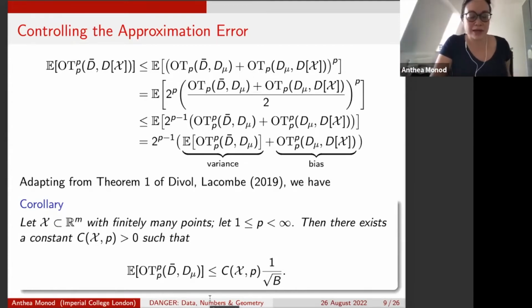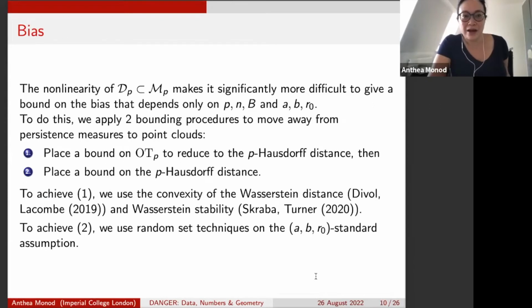Okay, so in the case of mean persistence measures, the variance has already been derived by Divol and Lacombe. They're the original authors who studied these mean persistence measures. So we get as a corollary from their result an expression for what the variance looks like, and it looks like this. Okay, what about the bias now?